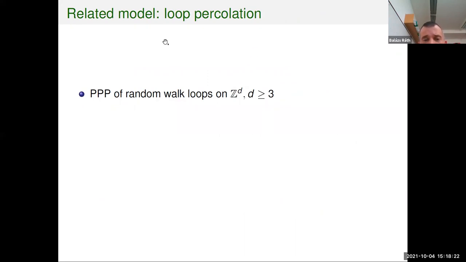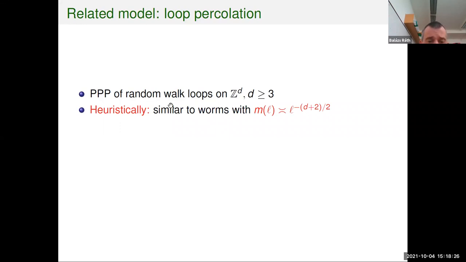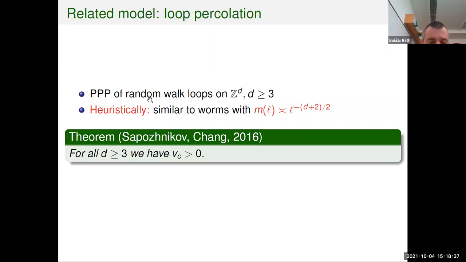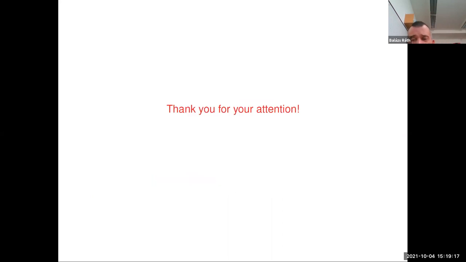And the other more related model is called loop percolation that I'm not really going to define, but heuristically, this loop percolation corresponds to the Worms model with a very specific polynomial decay of lengths. And the theorem of Artyom Sapozhnikov and Yinshan Chang from 2016 is that we have non-trivial phase transition, but it's very funny that this only follows from the second moment condition if the dimension is greater than or equal to 5. But if you look at this polynomial decay in dimensions 3 and 4, then second moment is infinite, yet there is a non-trivial phase transition. So again, if the dimension is 3 or 4, then this model alone shows that the second moment lemma is not sharp. So I think I'll thank you for your attention now.